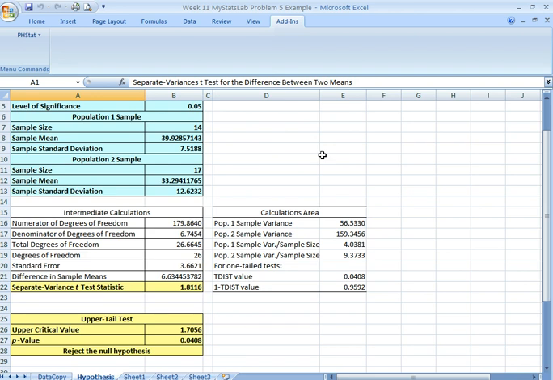So there you have it. There is your week 11 MyStatsLab problem 5 example from chapter 12.